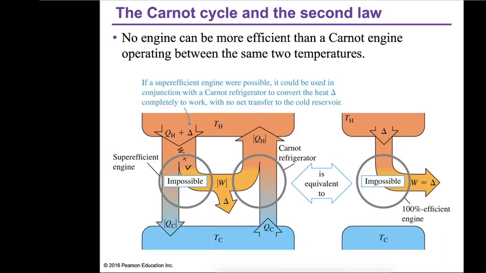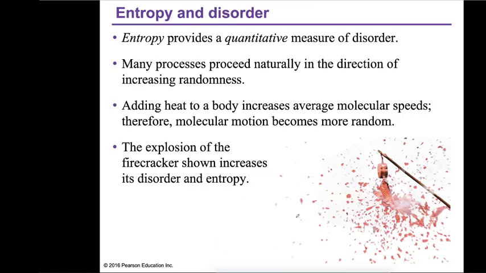I have helped you to understand the previous two impossible cases. For this case, in these slides, please read the textbook and the slides and help yourself to understand it. Now, let's introduce a very important concept in physics, which is entropy. Entropy is a quantitative measurement of disorder, or entropy is disorder, but it's a more quantitative concept. Many processes proceed naturally in the direction of increasing randomness.